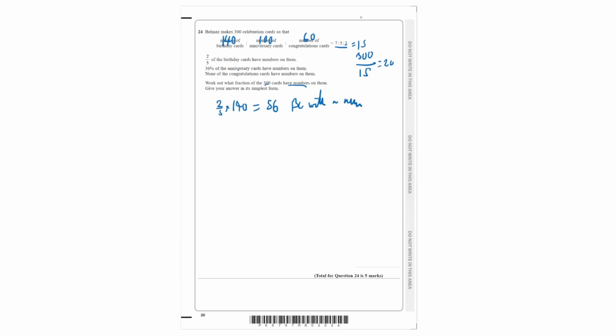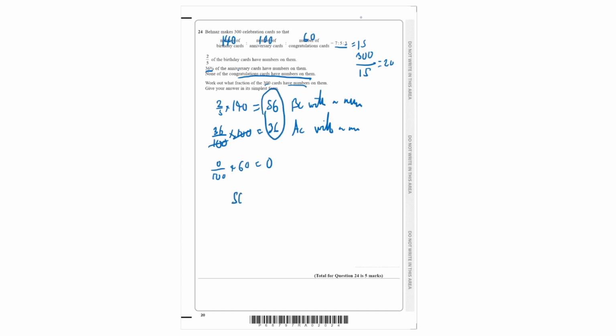and then we have to find 36% of the anniversary cards. So we simply have to find 36/100 times 100, and actually this cancels out. So we know that 36 anniversary cards have a number on them. And it says here, none of the congratulation cards have a number on them. So we can actually just write this as 0/100 times 60, which will give us 0 cards with a number on them. So we simply combine these two values.